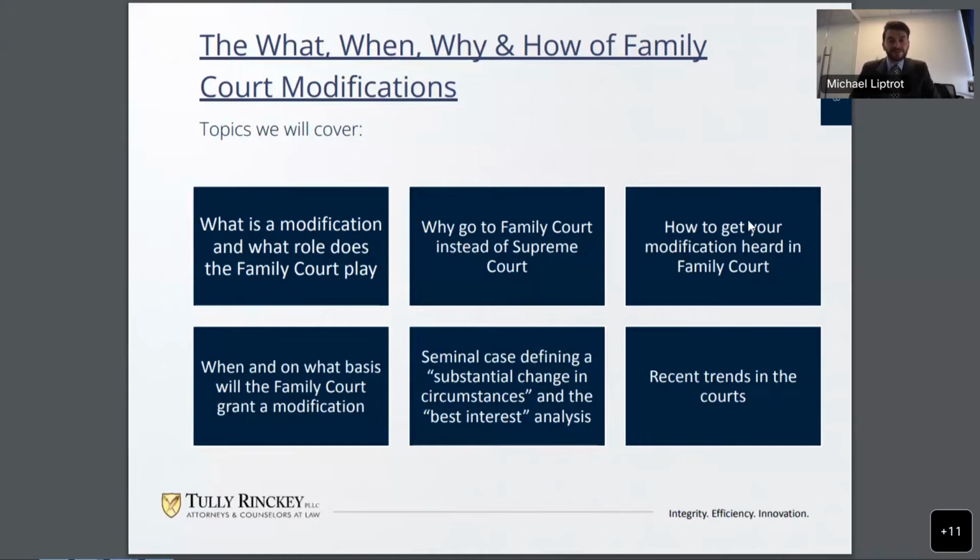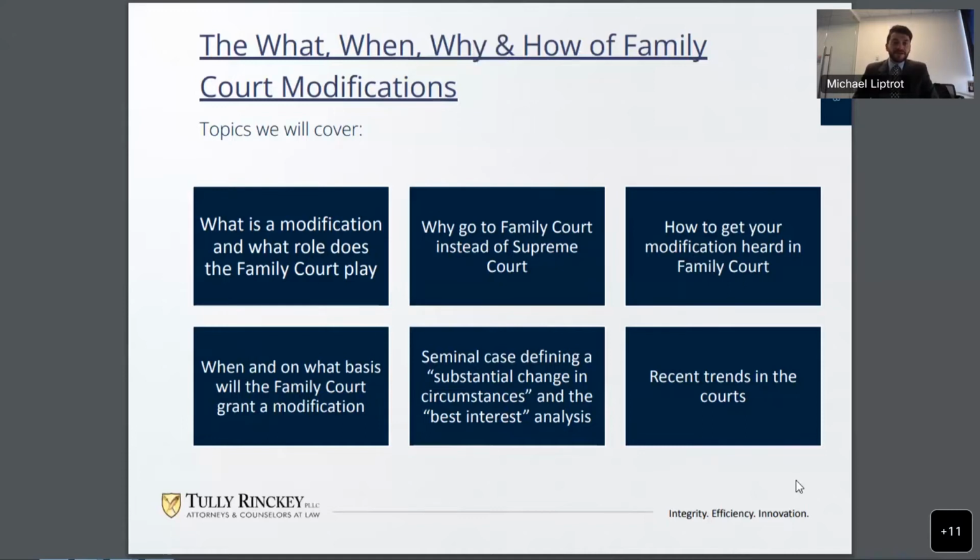How do you get your modification heard in family court? What specifically do you need to do to get in front of the judge or magistrate in family court? We'll talk about that. And when and on what basis will the family court grant a modification? What is it by statute that enables a modification? And what do you need to set forth in your pleadings to get a modification granted?